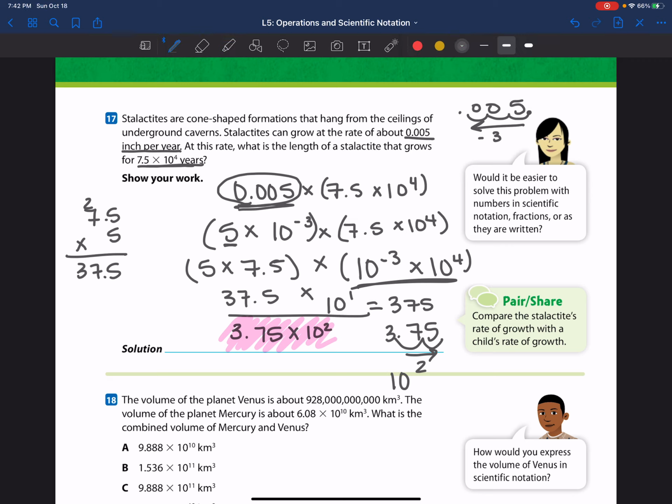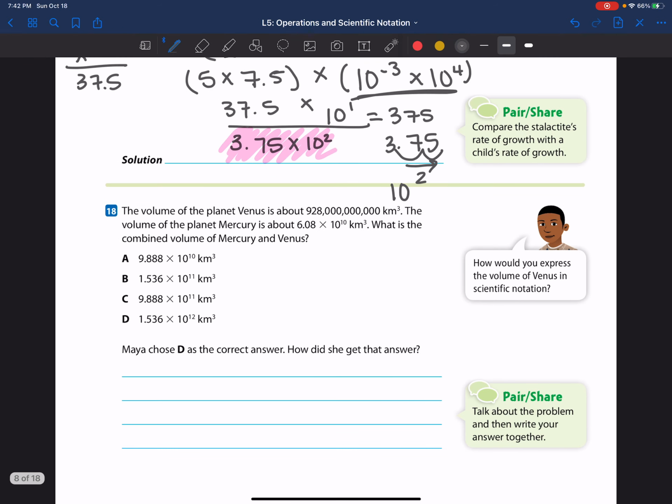All right, and we move on to our last one for day 4, number 18. The volume of the planet Venus is about 928 trillion cubic kilometers. The volume of the planet Mercury is about 6.08 times 10 to the 10th power cubic kilometers. What's the combined volume of Mercury and Venus? When they say combined, that lets us know we need to add them together. We're just finding the sum.